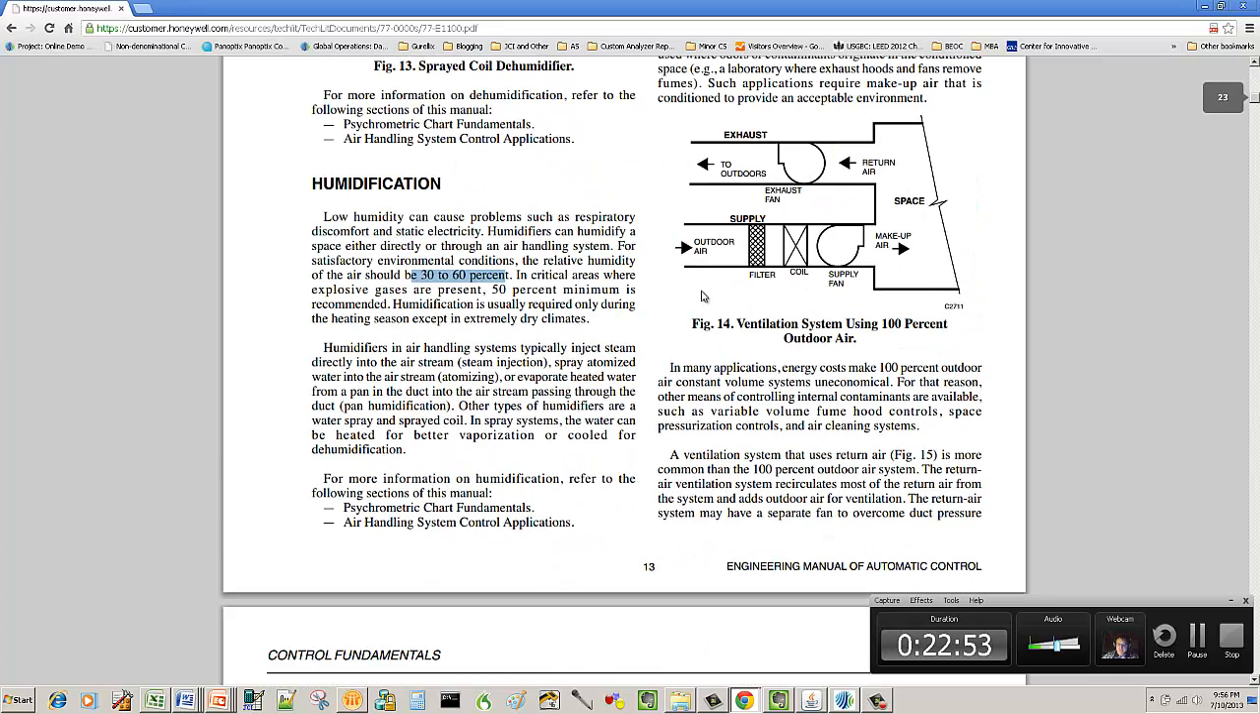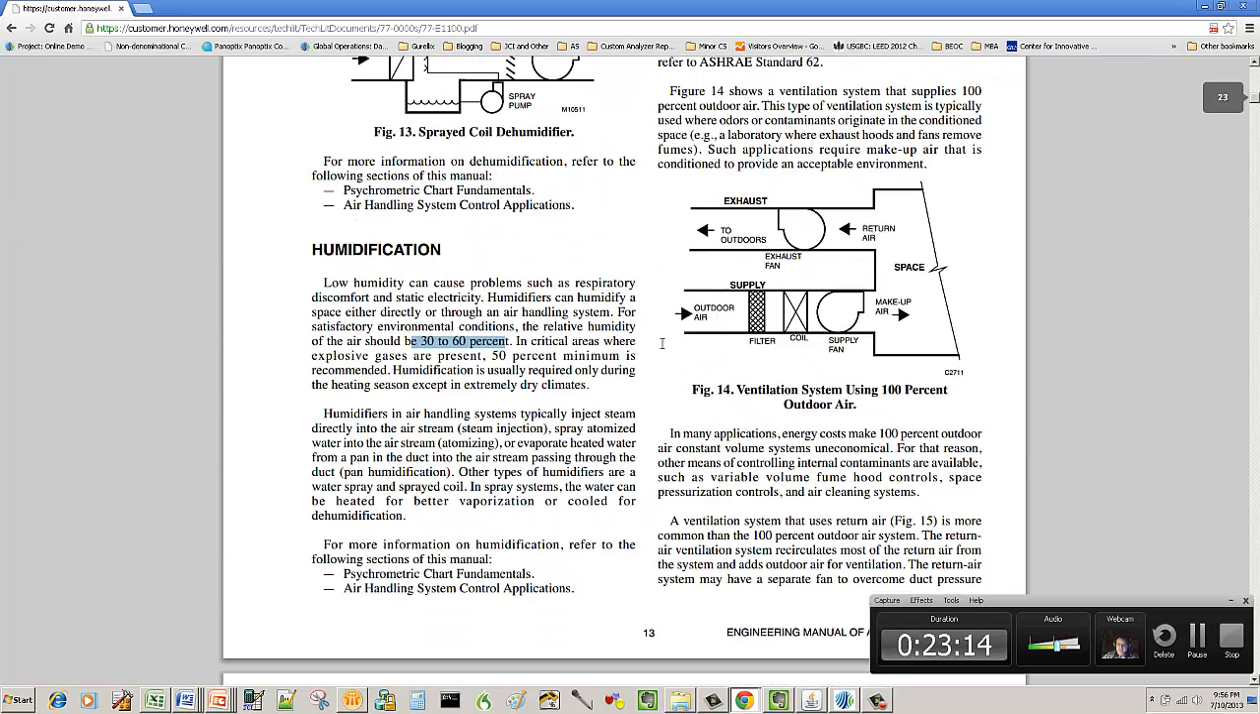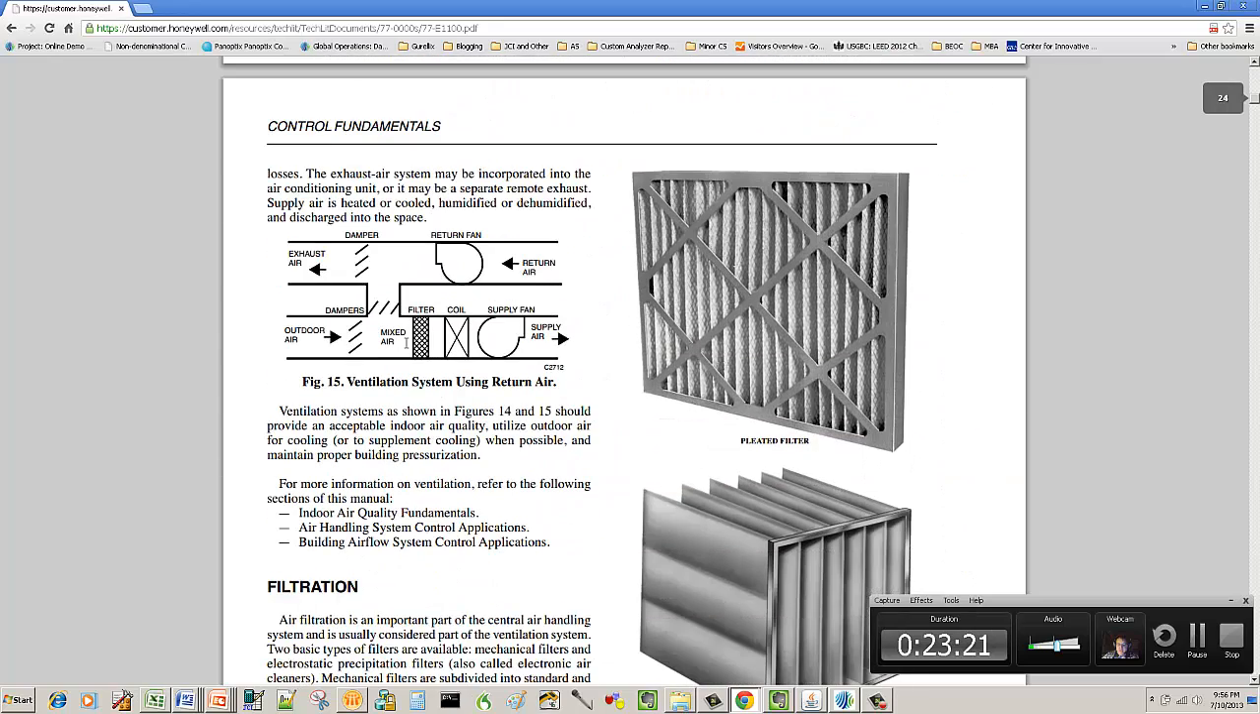Some places use what's called 100% outdoor air. What that means is affectionately called a single pass unit, meaning that you take all the air in, it passes once and goes out. That would be in a situation like an animal lab, where you don't want to circulate air. You want to take it in once, pass it through, and then go straight out. And you're going to achieve your air changes by simply varying the amount of supply versus the amount of exhaust.